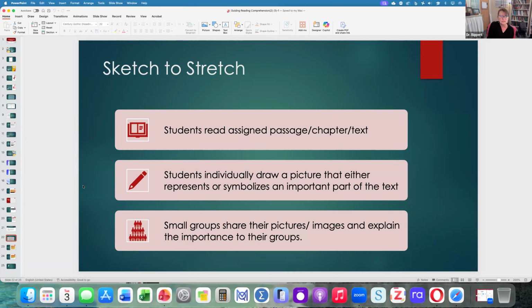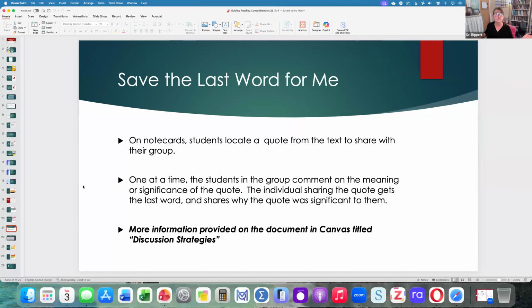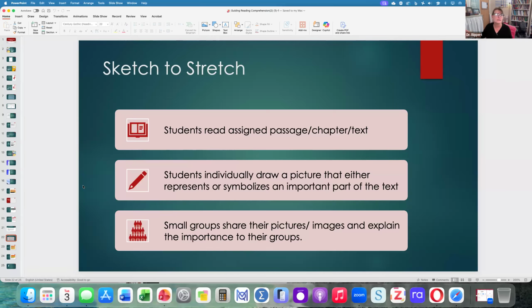represents what they've learned from the text, or perhaps it's actually a visualization, like I would use with my students when we were reading The Hobbit. If you were in class today, you remember me talking about that. I actually use Sketch to Stretch occasionally with books like that, where visualization was very important. And then in small groups, they share their pictures, they talk about why they drew them, etc. It's a lot like the previous strategy where they're sharing their reflection, but this is more of an illustration, visualization.